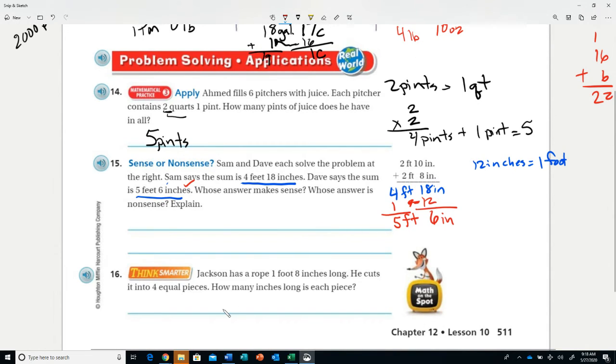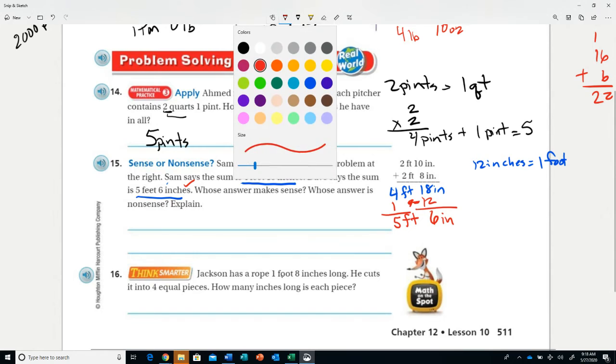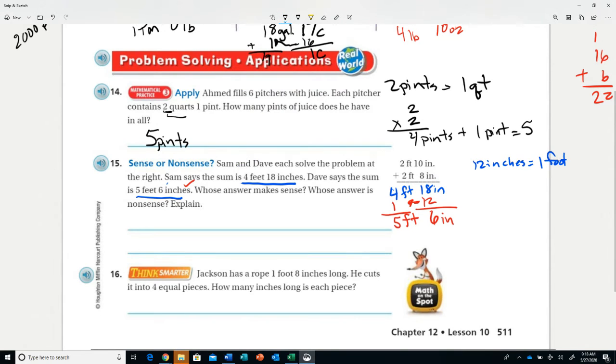All right, number 16. Jackson has a rope 1 foot 8 inches long. He cuts it into 4 equal pieces. How many inches long is each piece? So we're going to need to make this 1 foot 8 inches into inches alone. So I know that 1 foot is 12 inches plus my already 8 inches equals 20 inches.